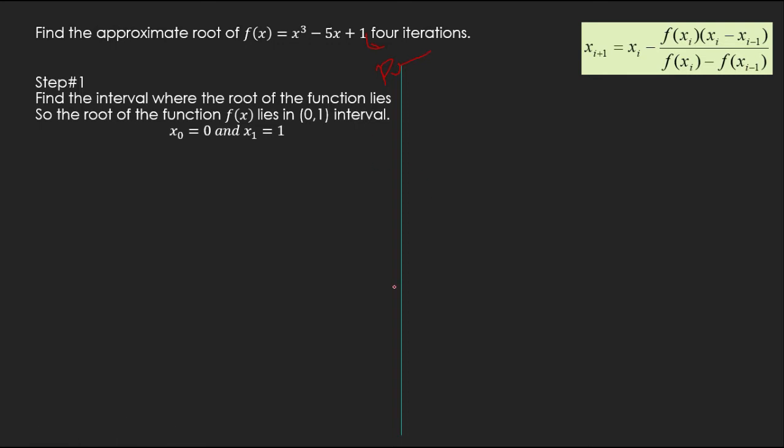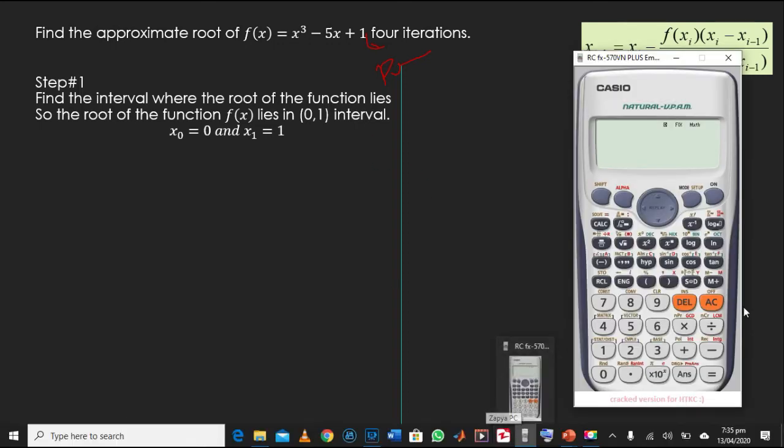How can we find it? As we have done before, you need to press the mode button in your calculator, then press the 7 button, and write the given function in the same way in your calculator: f of x is equal to x cube minus 5x plus 1.